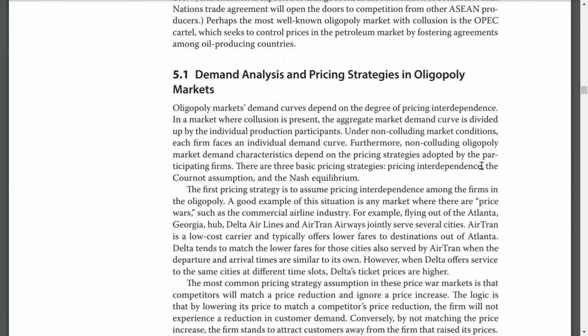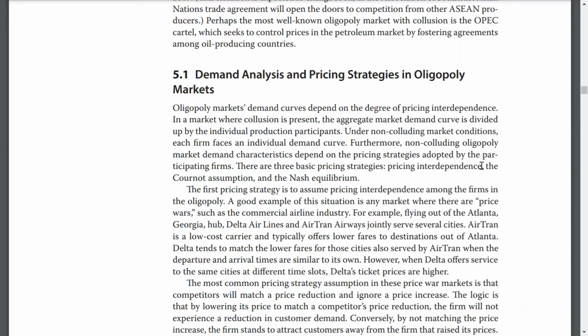5.1 Demand analysis and pricing strategies in oligopoly markets. Oligopoly markets' demand curves depend on the degree of pricing interdependence in the market where collusion is present. The aggregate market demand curve is divided up by the individual production participants. Under non-colluding market conditions, each firm faces an individual demand curve.